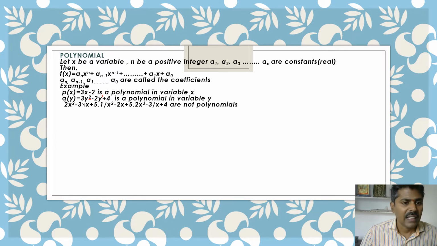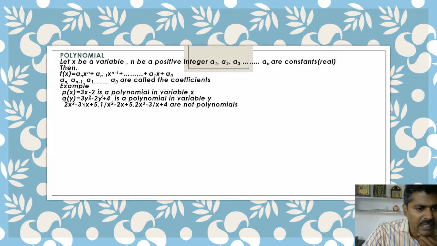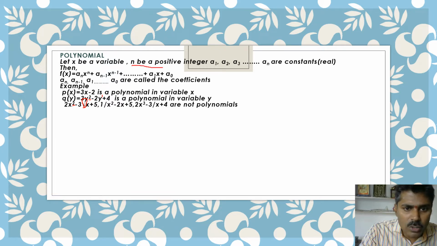It satisfies all. And if you observe this one, 2x^2 - 3√x + 5. Here the exponent of this variable is 2. That is okay, positive. But here the exponent of x is a square root. Square root means x^(1/2). But we have already said that n should be a positive integer. You can say that 1/2 is positive, but it is not an integer. So it is not a polynomial.